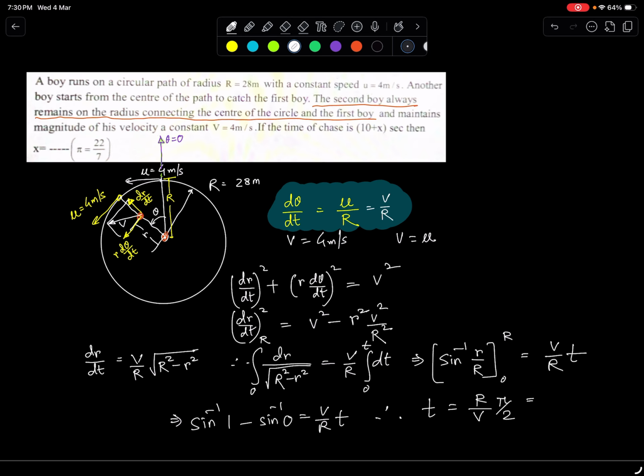So we'll now substitute R is 28, v and u both are equal to 4, and π means 22 by 7, so 7 4s are 28, so the answer is 11. So that means the time is 11 seconds, and it is given as 10 plus x, so that means x equals 1.